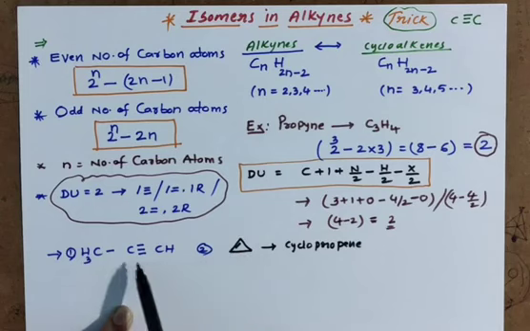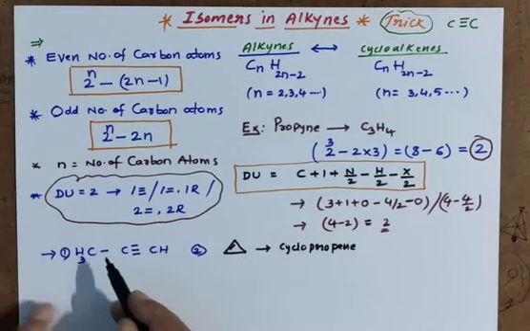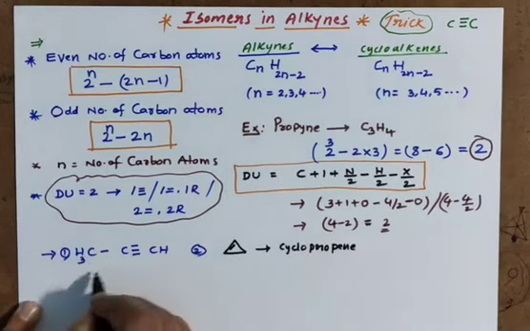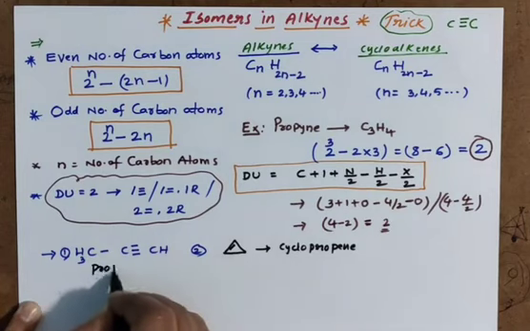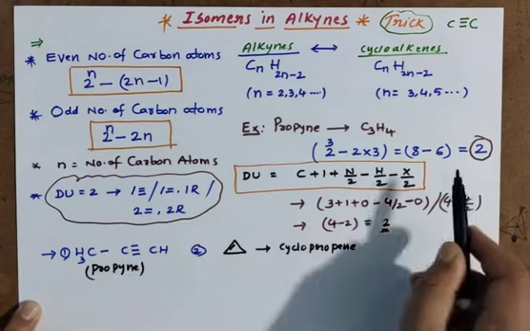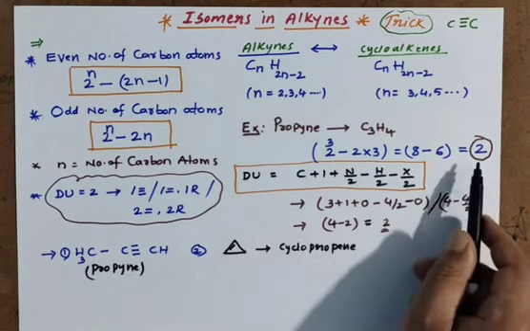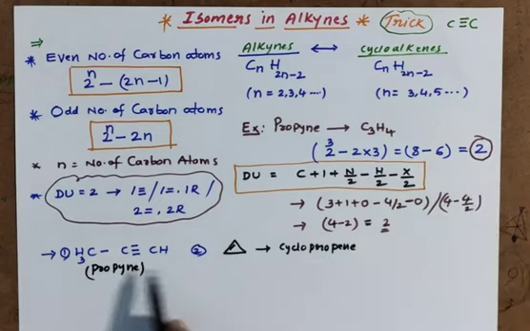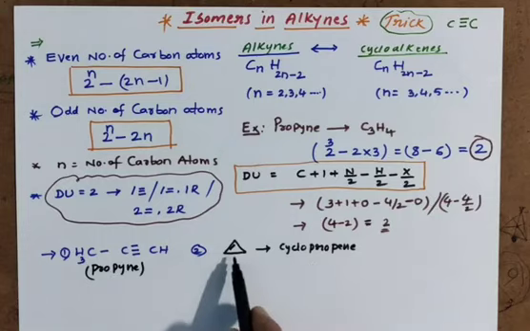So this is one chance, one triple bond. This is cyclopropene and this is propyne. So total how many isomers you are getting? 2. So one is open chain, one is ring chain with unsaturation. So 2 we got.